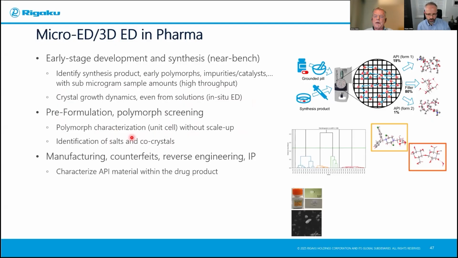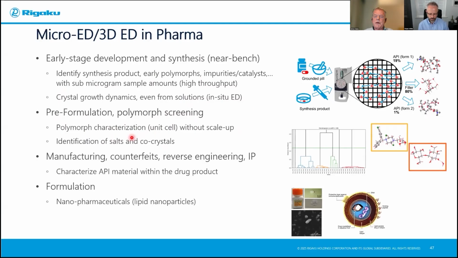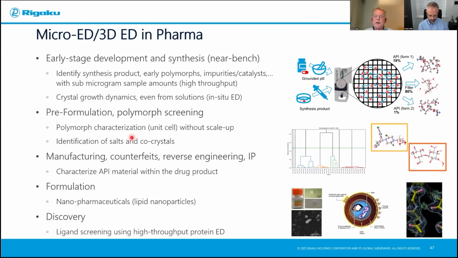And then in the manufacturing side, we can characterize the API material within the drug product, looking for counterfeits, reverse engineering, IP challenges. And then in the formulation stage, we can look at individual lipid nanoparticles. And then back way early in discovery, we have this automated high throughput protein screening looking for ligands.